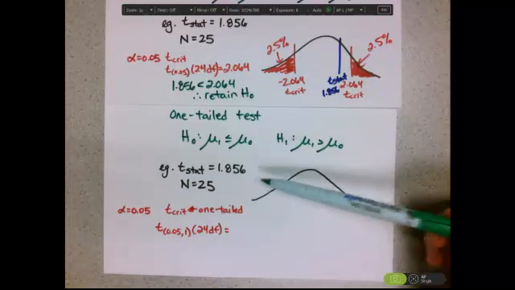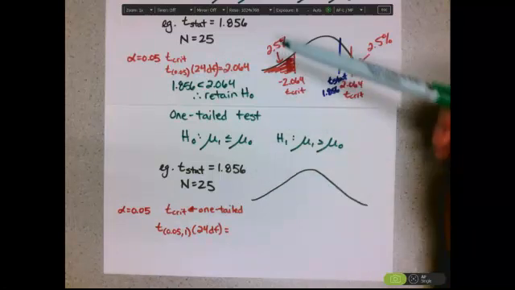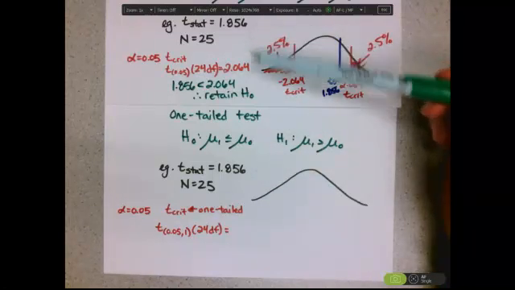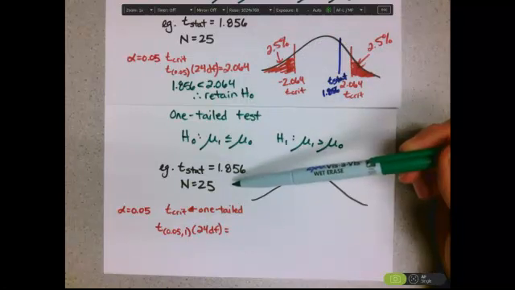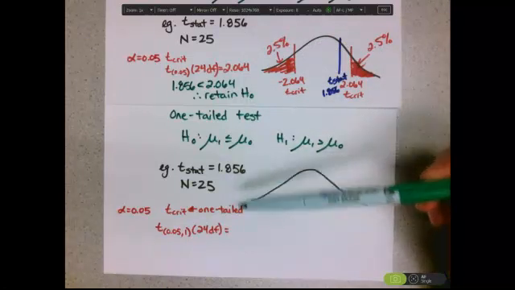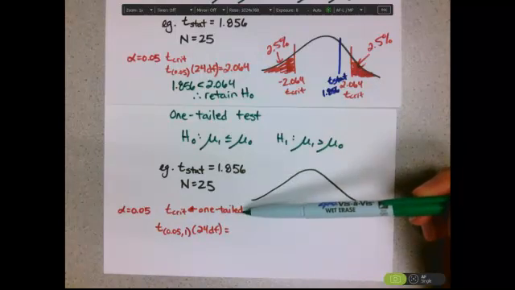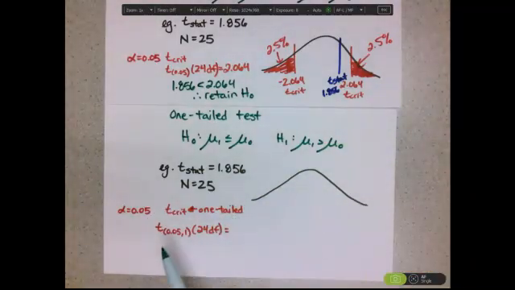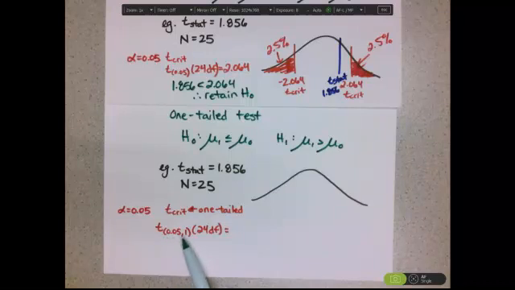So now we have the exact same t-statistic as we had in the two-tailed example. Our sample sizes are the same. They're both 25. And now we need to calculate our critical value that's one-tailed. So the alpha is still 0.05. Here I've written, this is our alpha value.